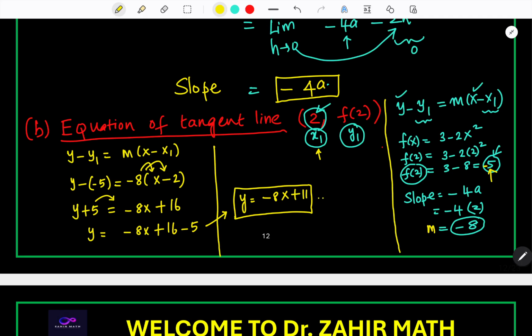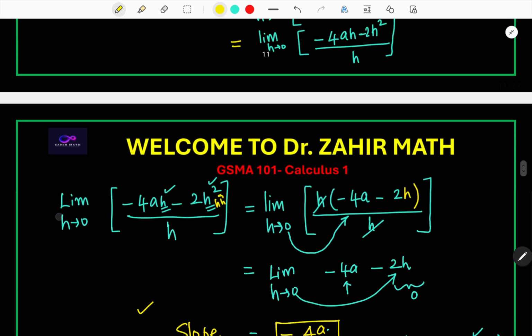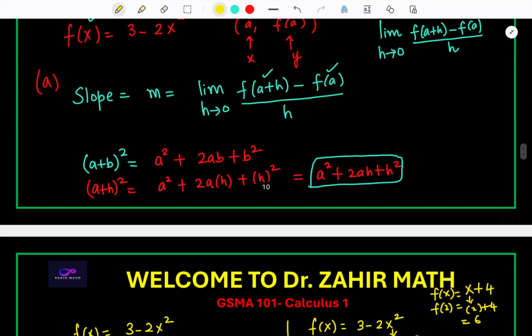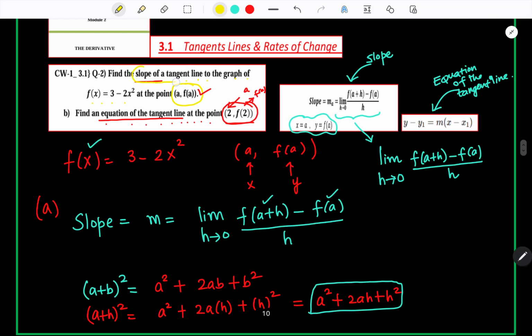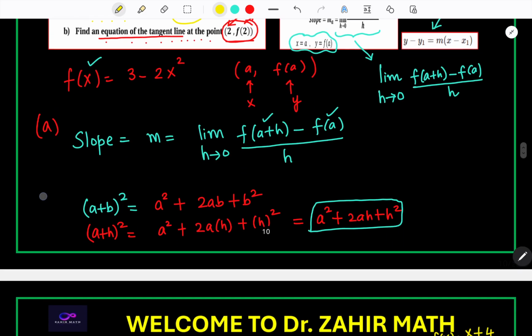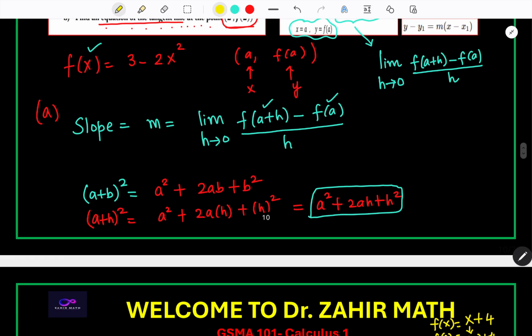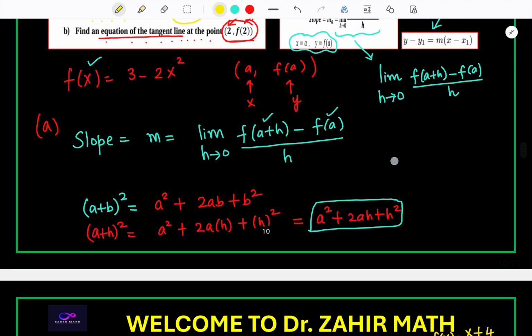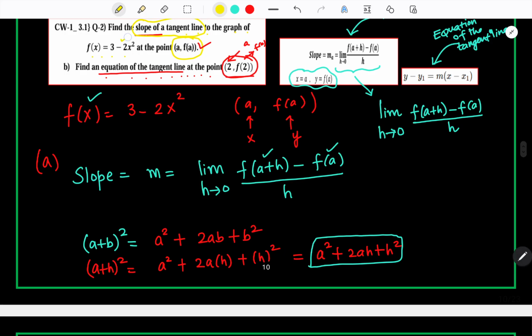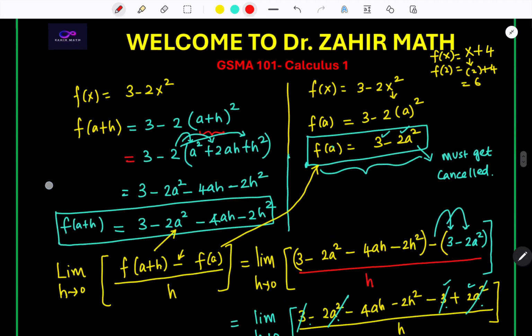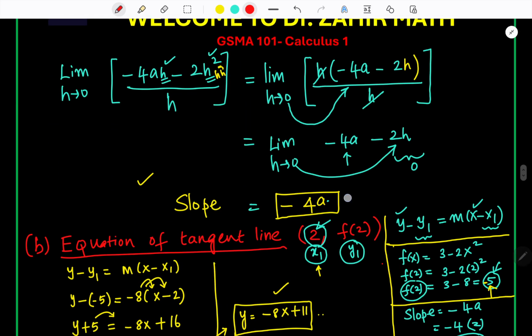So all the details we want: this point, y1, and the slope. All these details are numbers. So we calculated the slope and we calculated the equation of the tangent line. Let me go back again and explain what we have done. What is the question? Find the slope of the tangent line. So we are finding the slope using the formula limit h goes to 0 of f of a plus h minus f of a, divided by h. This formula we are applying for this function. Once I started applying, I get the slope as minus 4a.